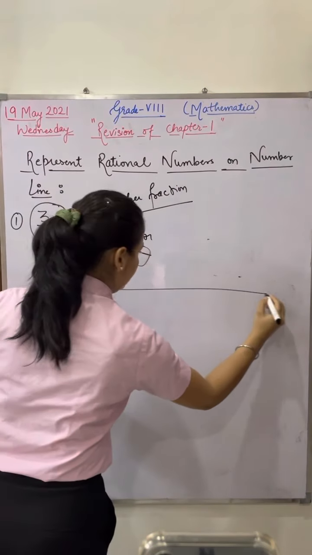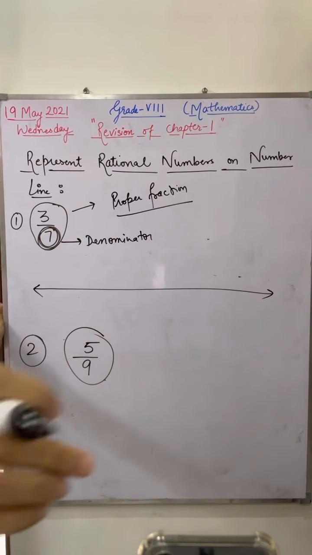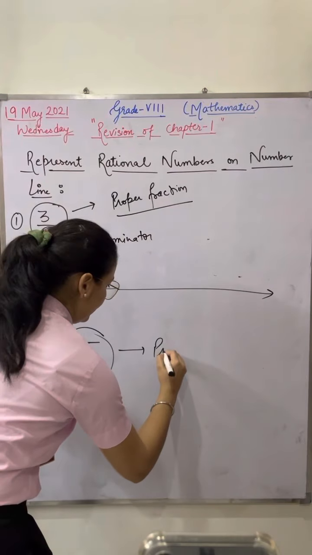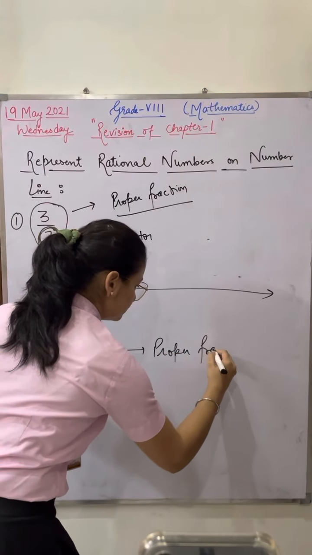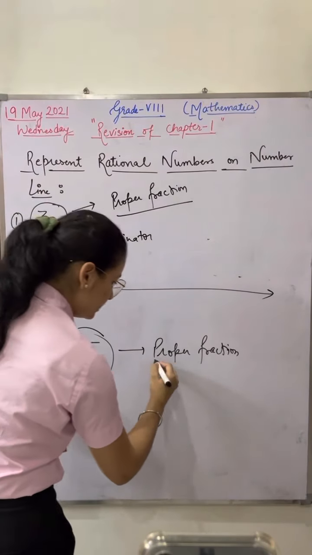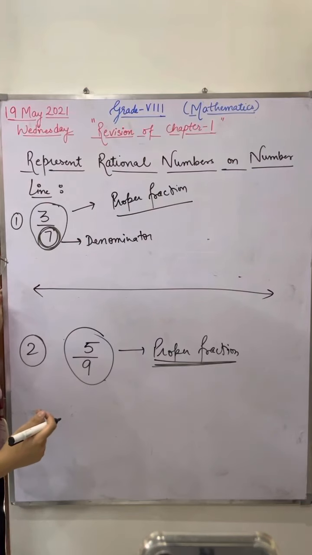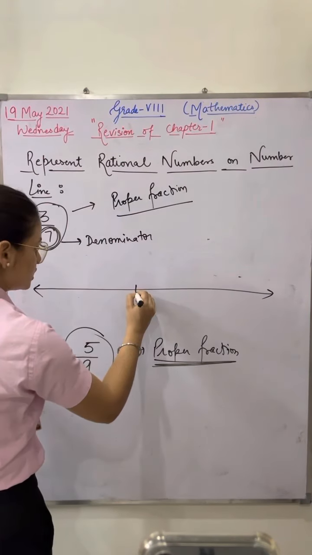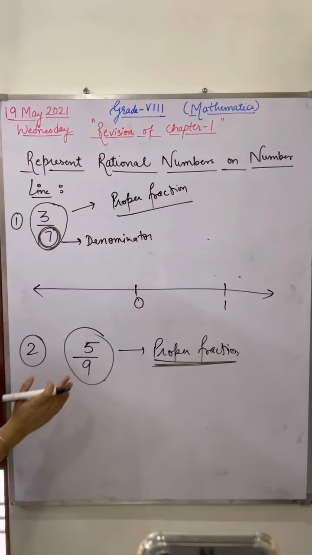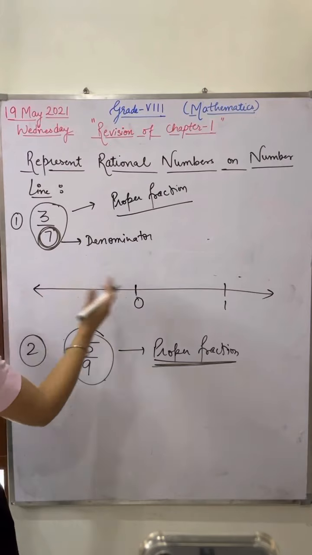First of all, tell me, this question which I have given you, is it a proper fraction or an improper fraction? Proper fraction. Why is it proper? Because the numerator is smaller than the denominator. Very good. So a proper fraction will always lie between 0 and 1 if it is positive. If it is negative, then it will lie between 0 and minus 1. Very good.